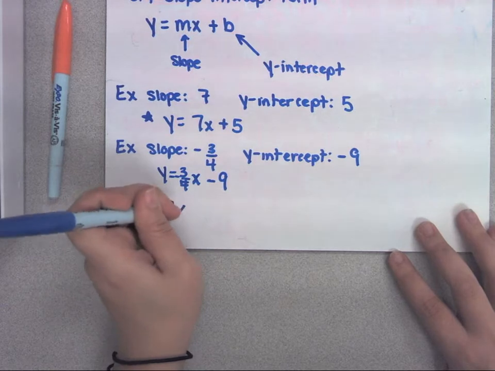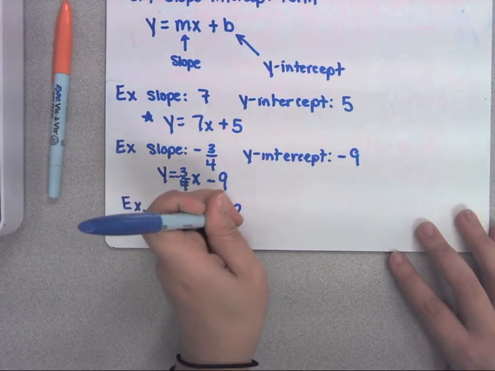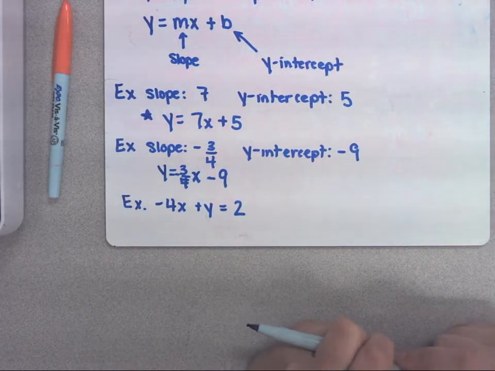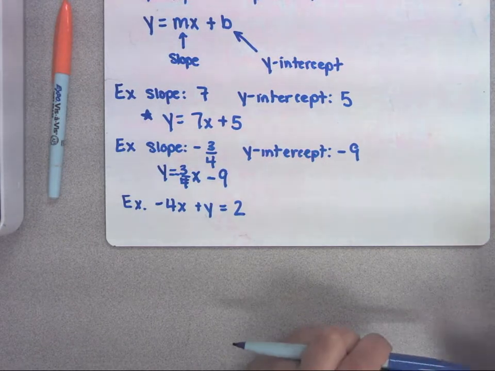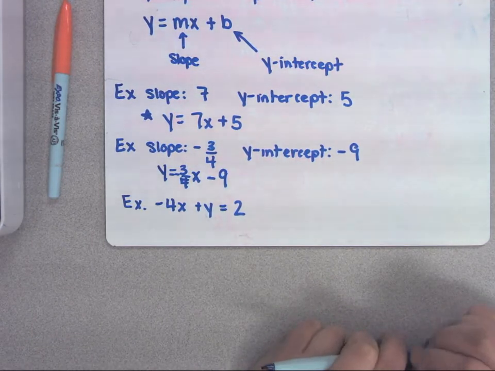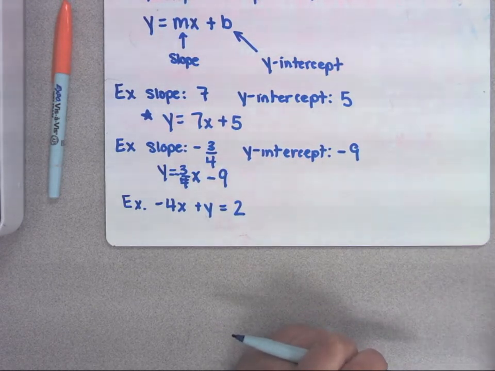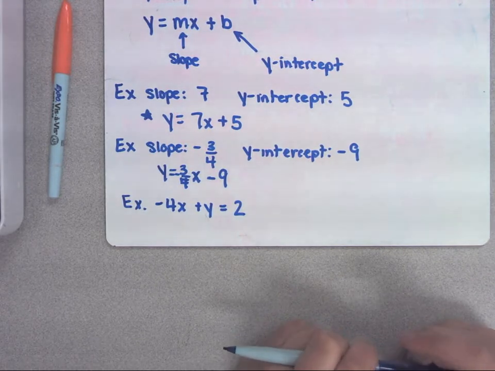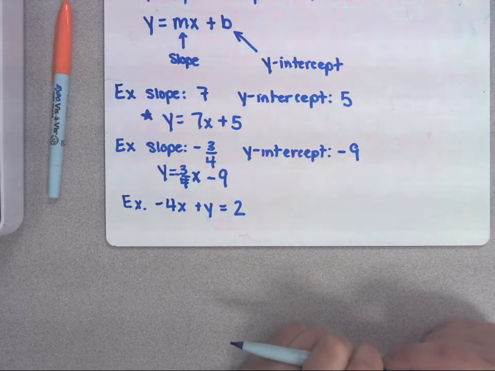Negative 4x plus y equals 2. So it says, write it in slope-intercept form, obviously. Then tell me what the slope and the y-intercept are. So we can't tell them what the slope and y-intercept are until it's in y equals mx plus b form. So how do we rearrange this equation using our addition and subtraction to get y by itself? Derek.